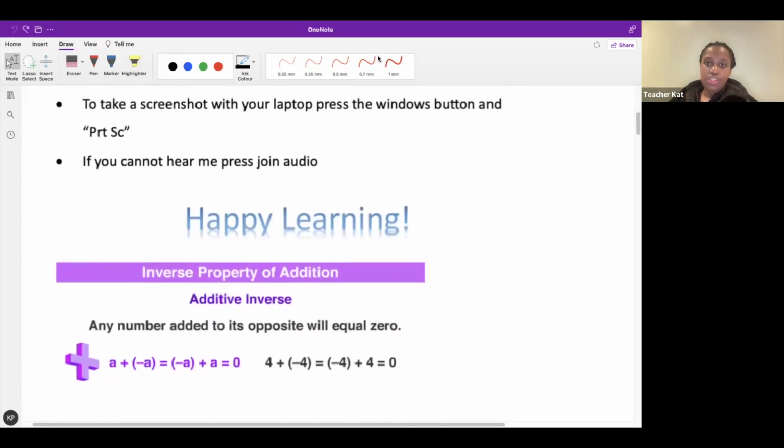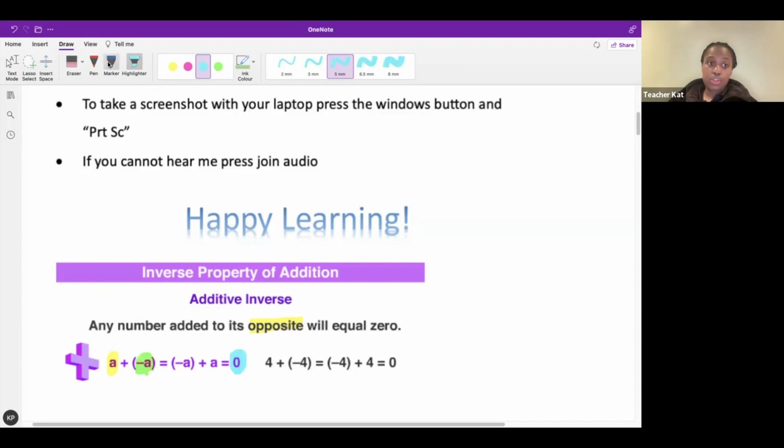Now, inverse operations, or the opposite operations, of course, are the following. The first one we're going to go through is the additive inverse, the opposite of addition. Any number, if it is added to its opposite, will equal 0. In other words, if you add a to negative a, my answer is going to be 0.